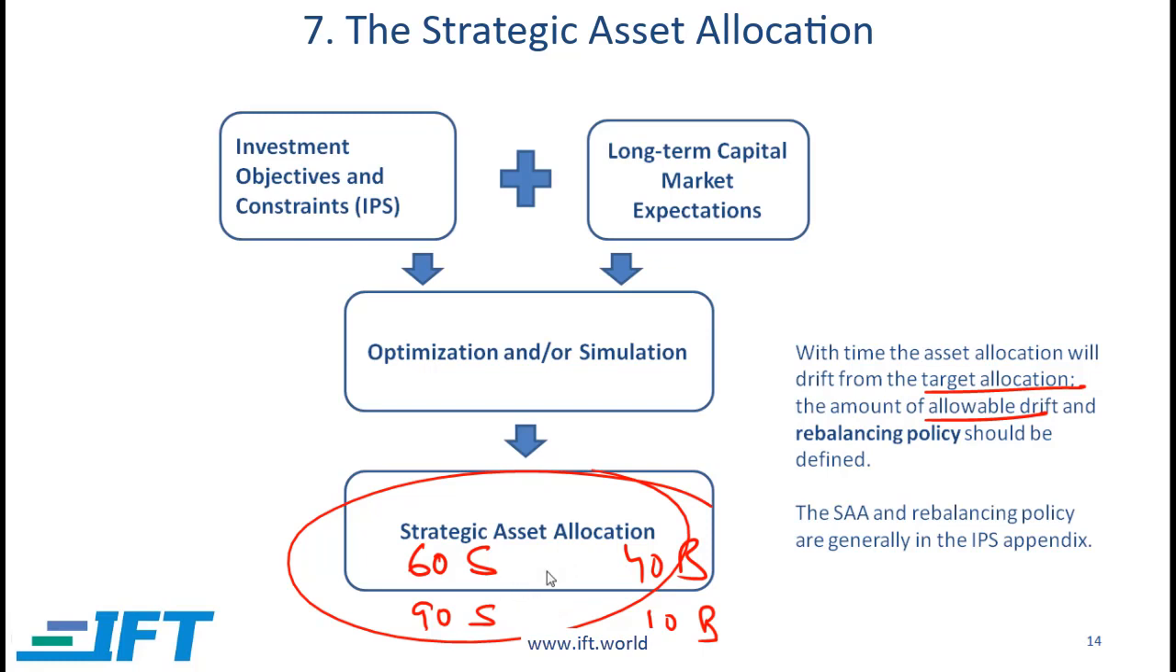The amount of drift that is allowed should be defined in the IPS, and the IPS should also define a rebalancing policy. For example, if there is a drift, do we come back exactly to this strategic asset allocation, or do we come back within a certain range? That is our rebalancing policy, which has to be explicitly stated. This information is often found in the appendix.